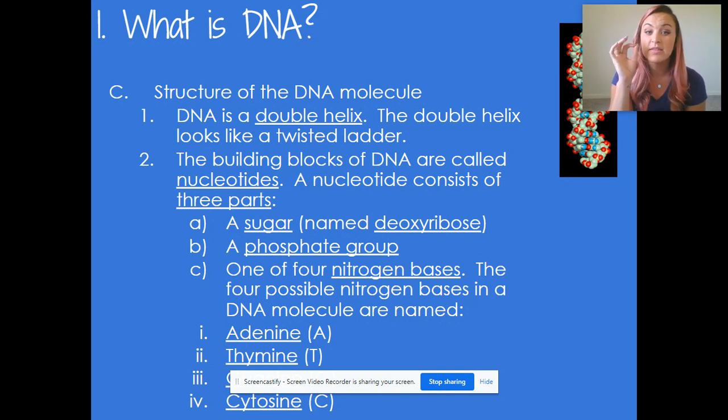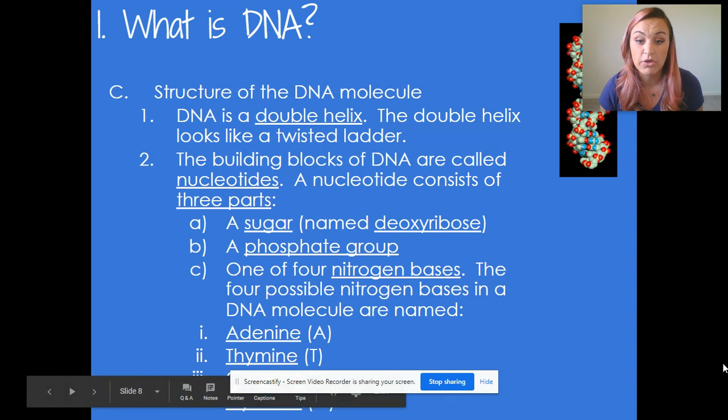The building blocks of that DNA molecule are referred to as nucleotides. If you think back to module 2, we talked about nucleic acids, and we said that they are made of nucleotides. A nucleotide consists of 3 different parts: one, a sugar called deoxyribose, two, a phosphate group, and three, one of the 4 nitrogen bases. So there are 4 possible nitrogen bases in a DNA molecule.